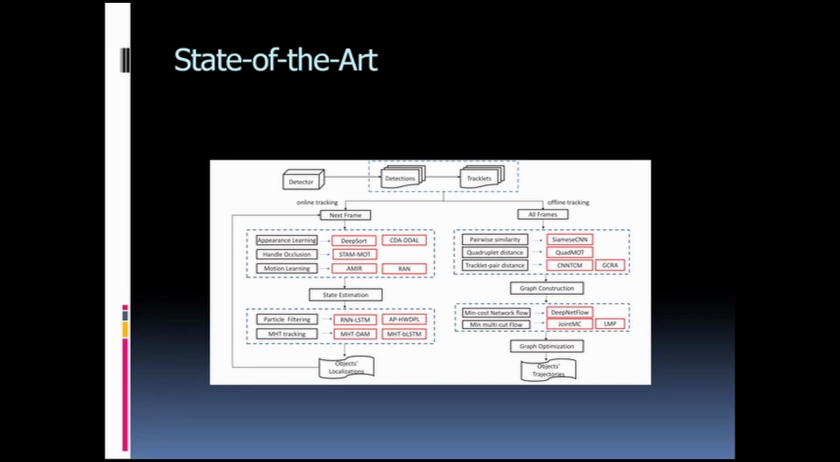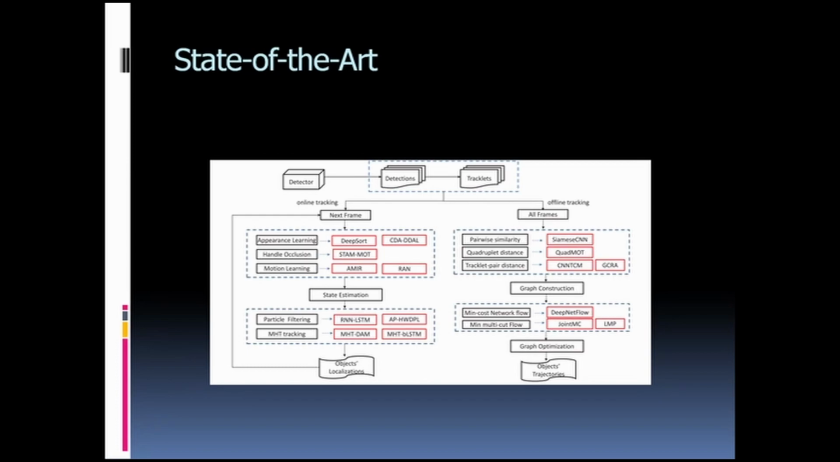To find the optimal location of objects, STAM MOT deploys dense searching strategies, which are commonly utilized in single object tracking. Two deep learning based methods using the MHT framework are MHTDM and MHTBLSTM, in which the CNN and bilinear LSTM networks are employed to learn appearance features.